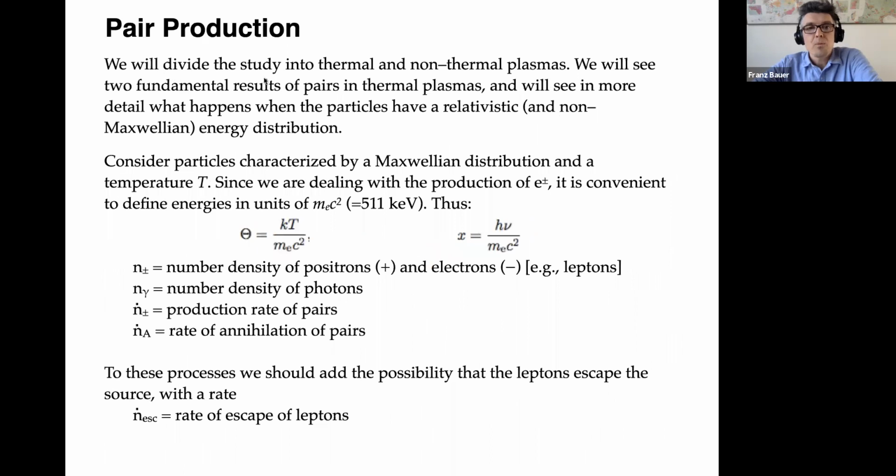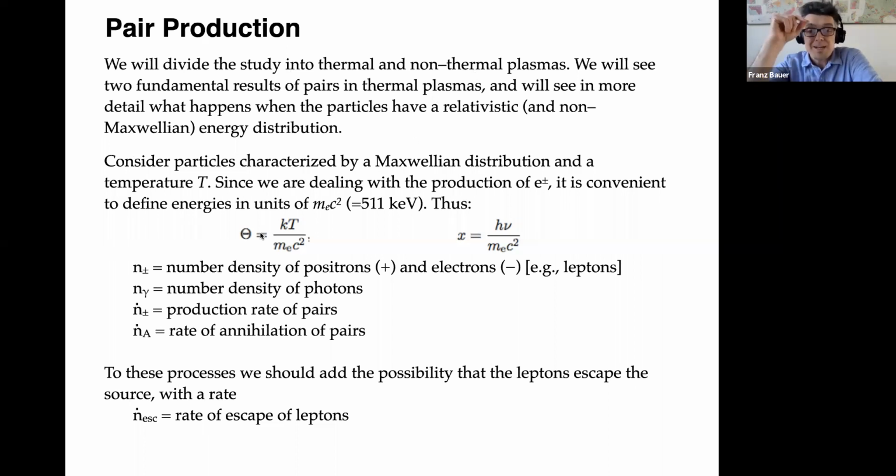Okay, so we're going to look at this in two different frameworks. One is going to be for a thermal plasma, and the other is for a non-thermal plasma, right? So a sort of thermal distribution of electrons and a power law distribution of electrons. And then there's two sort of fundamental results of the pair production for thermal plasmas. And we'll look at this in more detail. And then we'll also look at how this sort of behaves when the particles are relativistic, but in a non-Maxwellian distribution, so the non-thermal distribution.